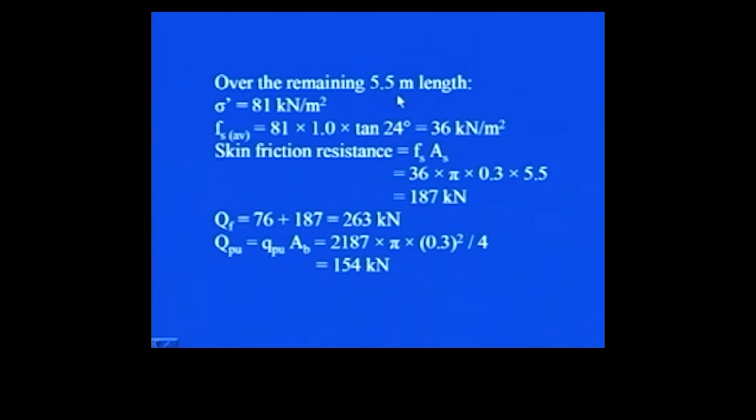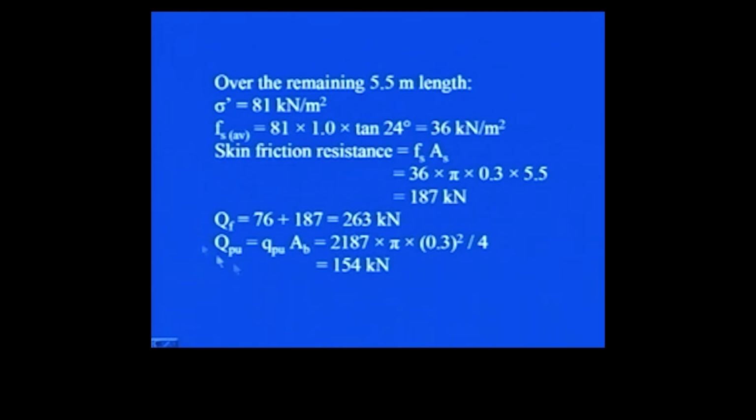Now over the remaining 5.5 meter length, you can find out using the same expression, because sigma prime is going to be uniform now over this particular depth. So that will be 36 kilonewton per meter square, and skin friction resistance in the similar manner you can get by multiplying this unit skin friction resistance by the area of the pile shaft on which it is acting, which is pi d into L. L is in this case 5.5 meter. So that becomes 187 kilonewton. So your total skin friction resistance will be 76 plus 187, which is 263 kilonewton.